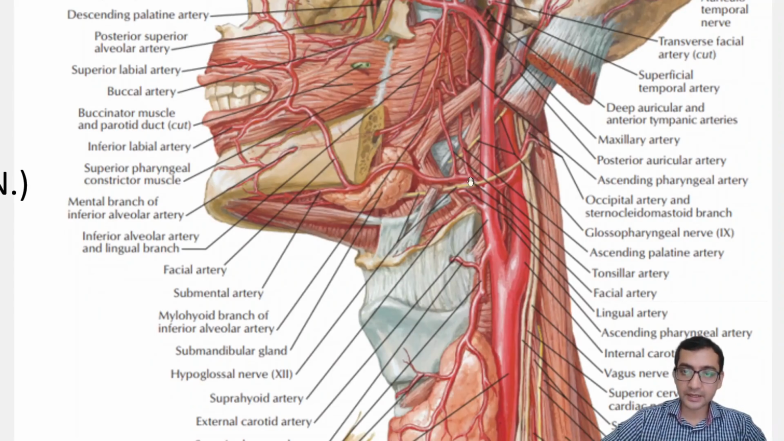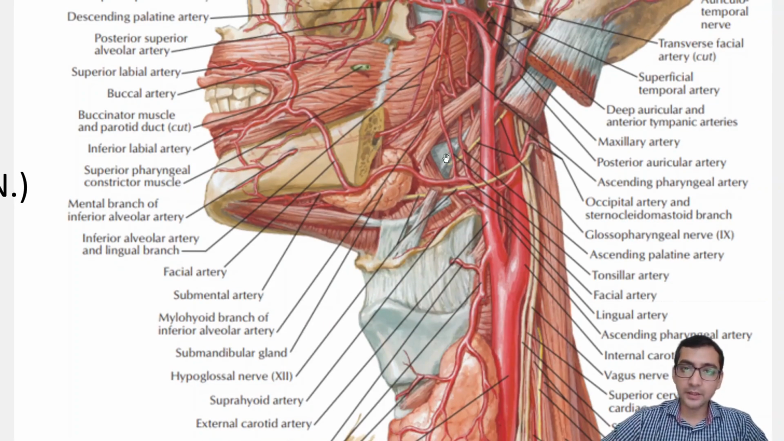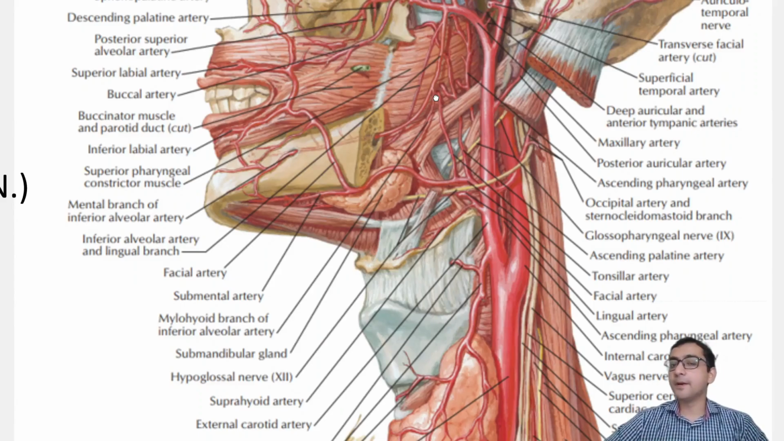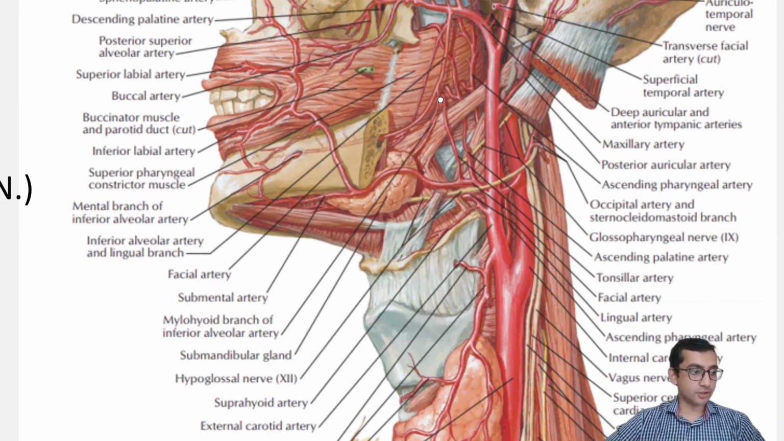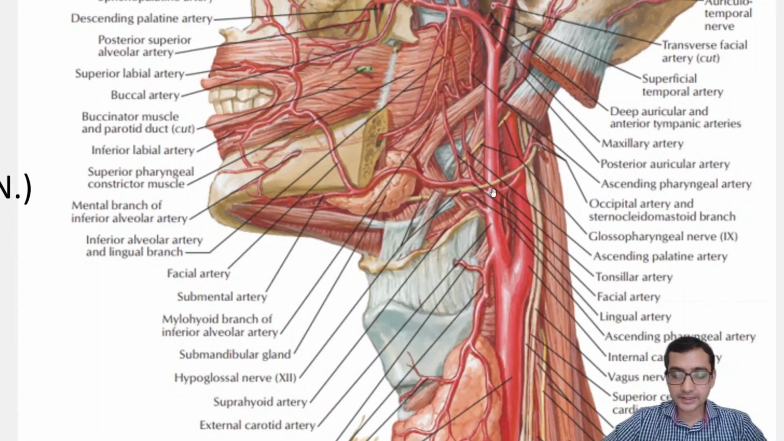So this is the ascending palatine artery. It is going all the way up on the lateral aspect of the superior constrictor, across it to the palate. And this is the one that is going up through the superior constrictor into the tonsillar bed, the tonsillar fossa. So these are the arteries.